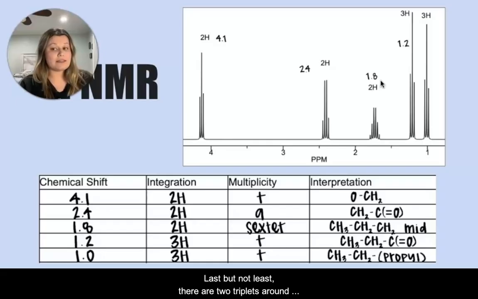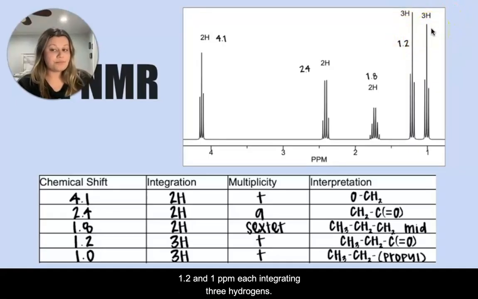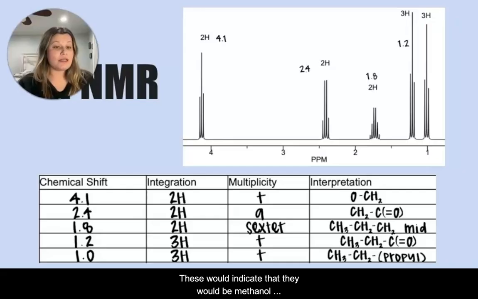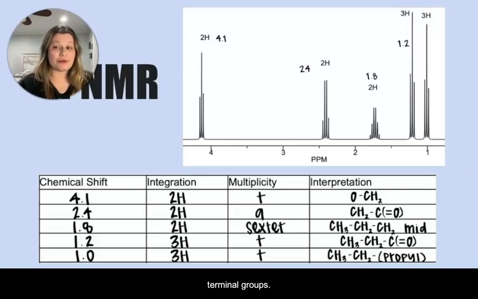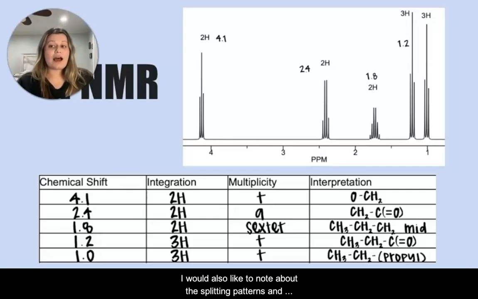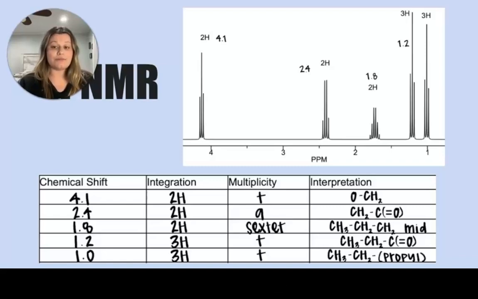Last but not least, there are 2 triplets around 1.2 and 1 ppm, each integrating 3 hydrogens. These would indicate that they would be methyl terminal groups. I would also like to note that the splitting patterns and integrations are all consistent with straight alkyl chains on both sides of the ester.